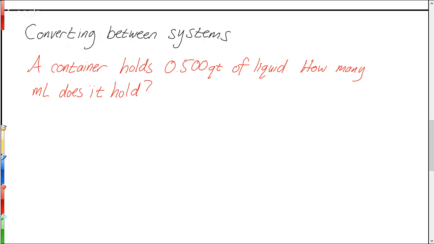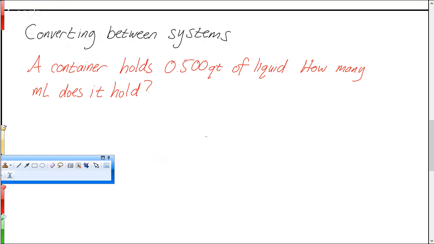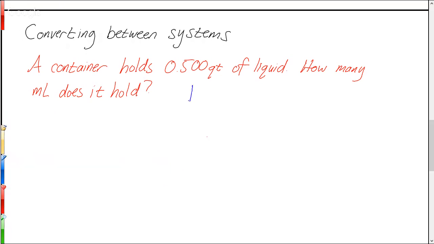It is in here. So we open the back of the book, and we find that it says right here, 1 quart equals 946 milliliters. Okay, so we have that equality. How do we use that to convert from 0.5 quarts? So what would you do?